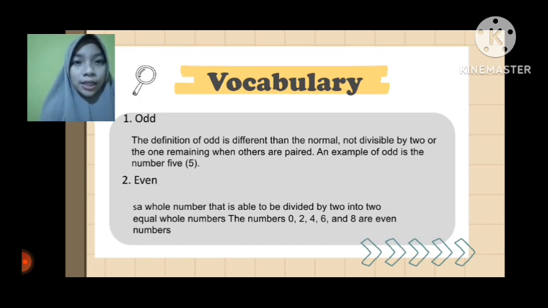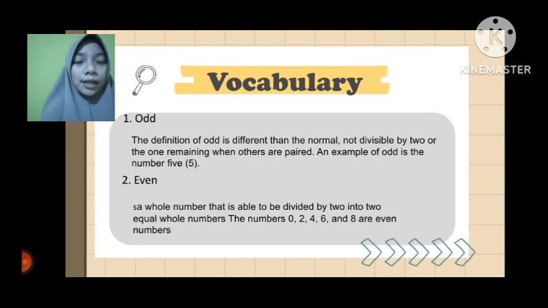One is odd. The definition of odd is different than the normal, not divisible by 2, or the one remaining when the others are paired. An example of odd is the number 5. In Indonesia, we can say odd is bilangan ganjil.